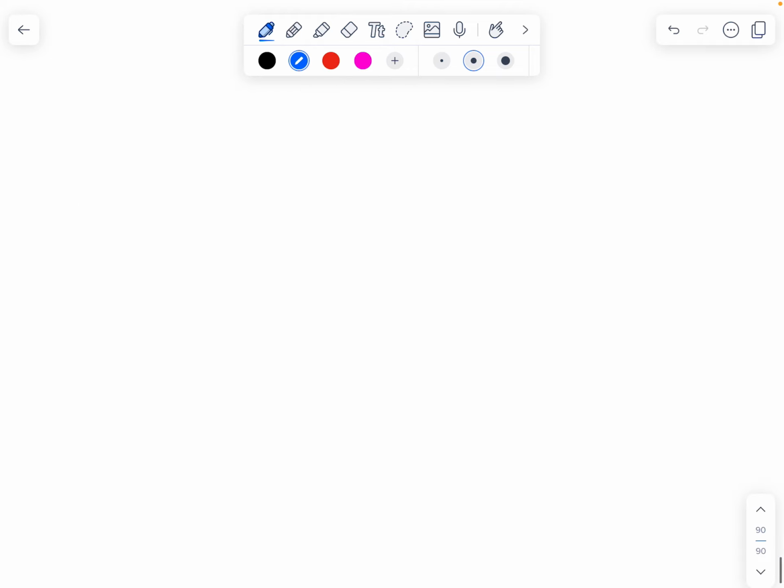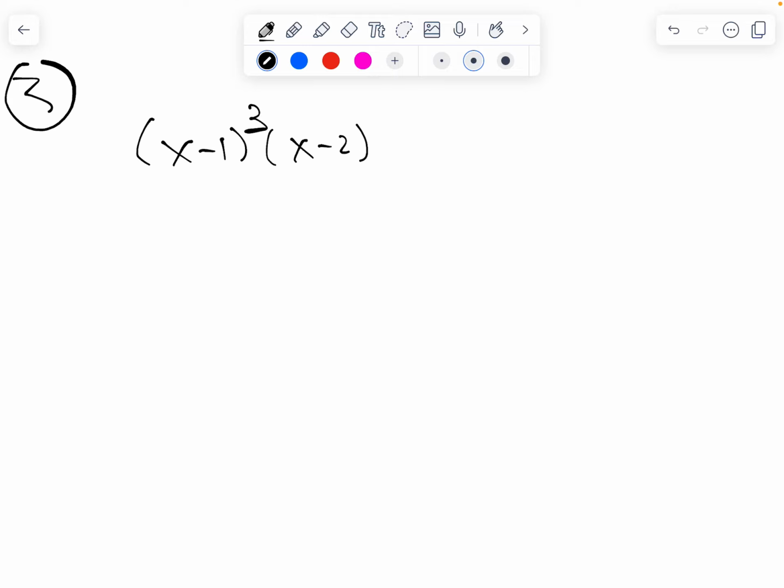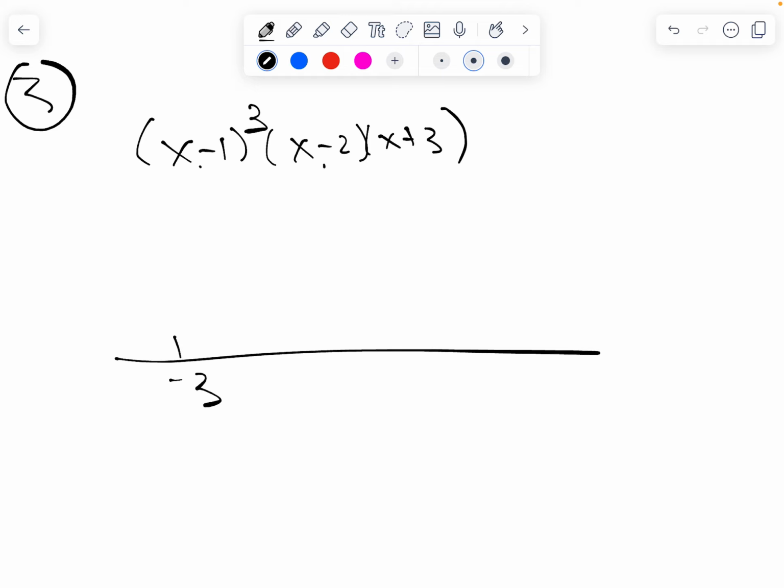Okay, graphing some polynomials. This should go kind of fast since we've reviewed this already. X minus 1 cubed. We're on question 3, by the way. X minus 1 cubed, x minus 2, x plus 3. Okay, so let's plot our zeros. We have 1, 2, negative 3. Negative 3, 1, 2. And this guy is a triple root, so something interesting happens there. The rest are normal roots.